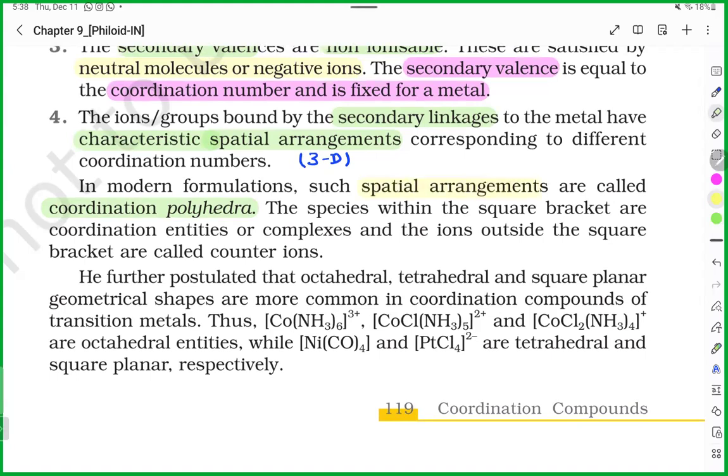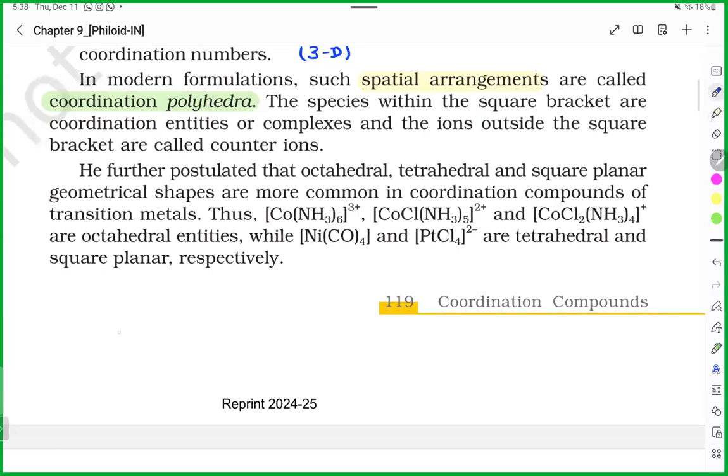For example, if the coordination number is four, there are two possibilities. The molecule can be present in the tetrahedral form, where you have a metal, or the molecule can have the square planar form. Right? A different arrangement of the molecule is present. Such arrangement is known as coordination polyhedra. Different form.